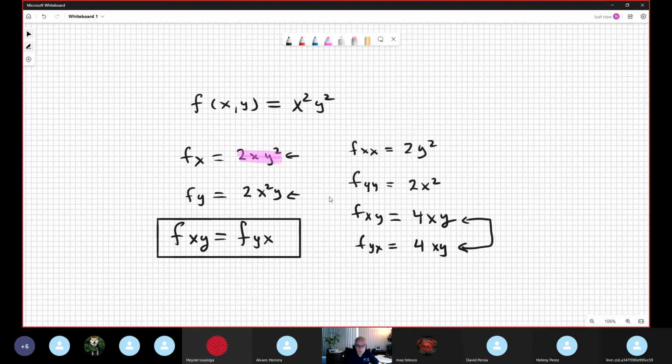Professor. What is the last thing, f with sub x sub y? Okay. It's the partial derivative of y and x. It's not the full derivative. Okay. This is fy. I did that. It was 2x squared y, correct?